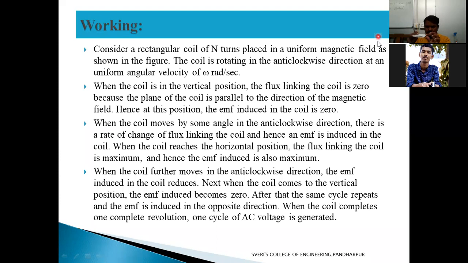Understood? During this period, A to B, B to C occurs. Next, when it starts to rotate, the terminals will become reversed, whatever the previous terminals were.